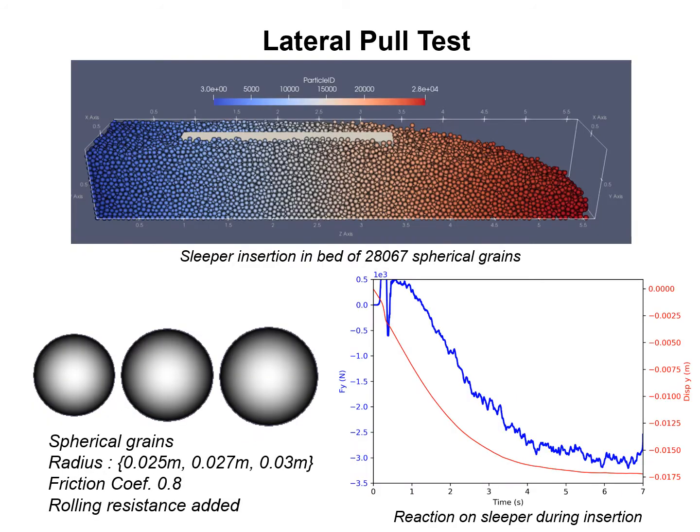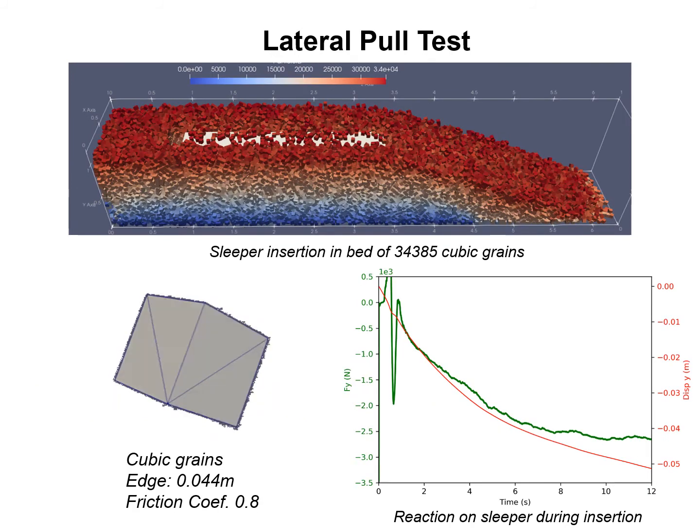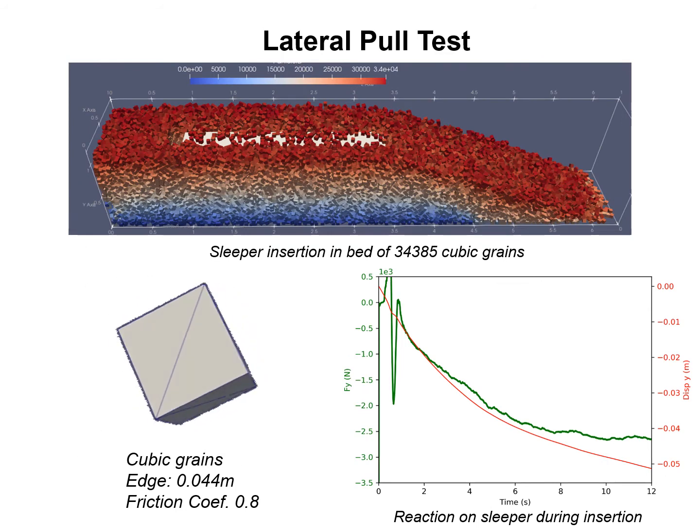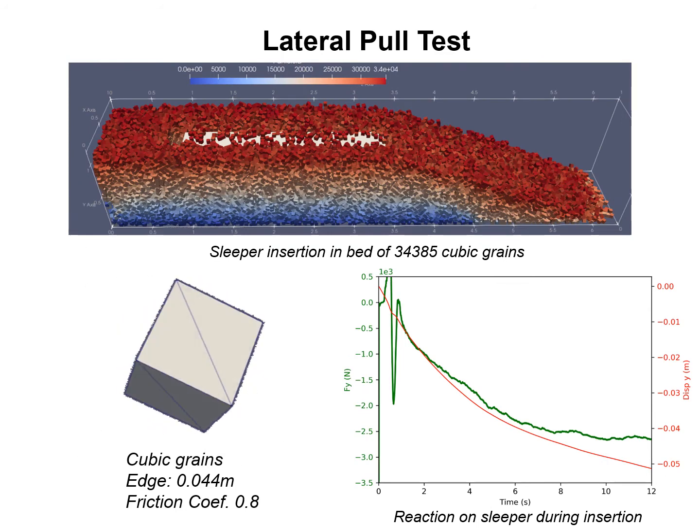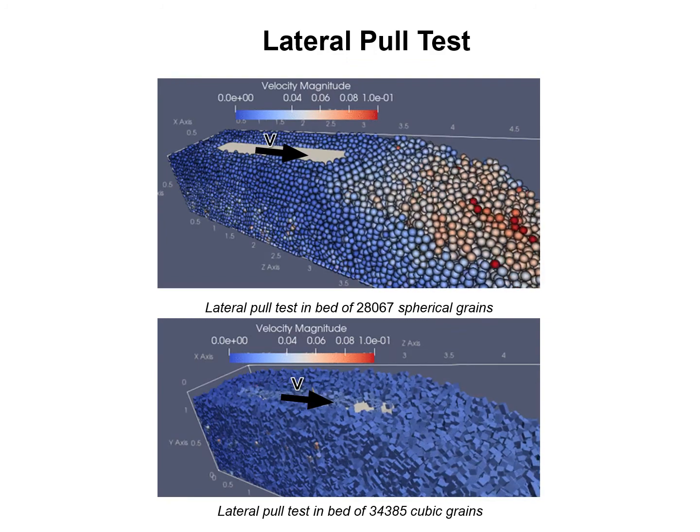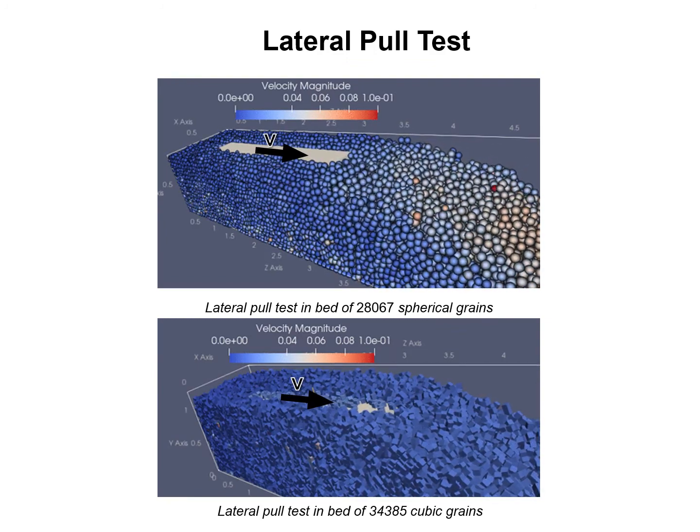simulations. To highlight the effect of grain shape in simulations, a sample made of spherical grains was generated, in which a sleeper is embedded. A similar sample was prepared using cubic grains. The cubes are chosen to have the same volume as the spheres. A constant velocity v is applied to the sleeper in the lateral direction.